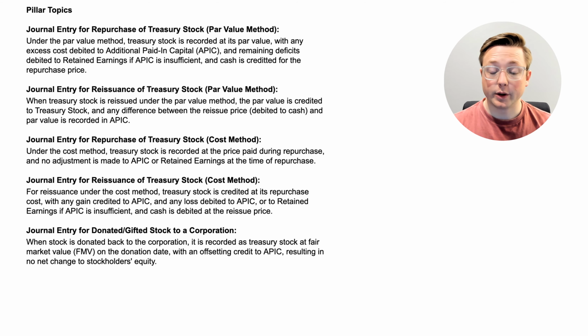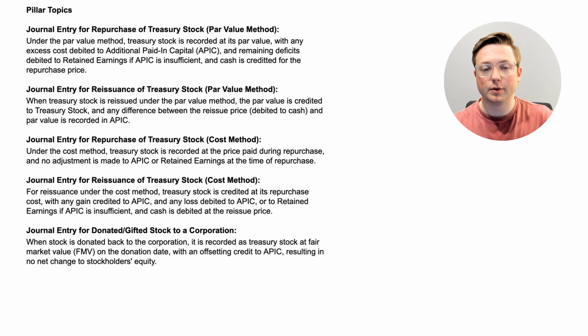And then for the journal entry for the reissuance of treasury stock under the cost method. For reissuance under the cost method, treasury stock is credited at its repurchase cost, and then however many shares are being resold, that will give you the amount of treasury stock that's credited, with any gain credited to additional paid in capital or any loss debited to additional paid in capital, or to retained earnings if additional paid in capital is insufficient, which actually, I don't know why I put that there. Sorry, that part I don't think that's necessary. Again, the difference is debited or credited to additional paid in capital, and then the cash is debited at the reissue price. So however much the reissue price was, that's how much cash you're going to be getting.